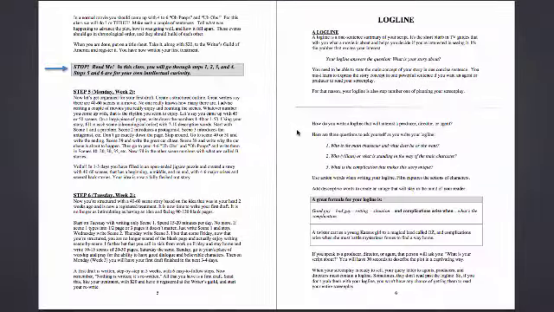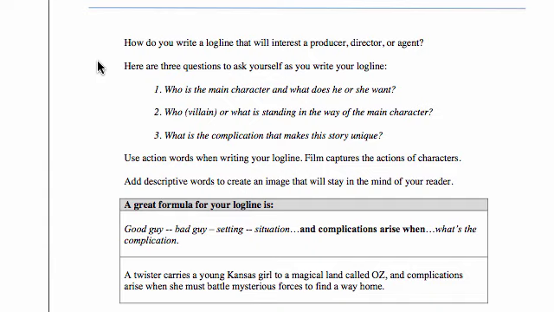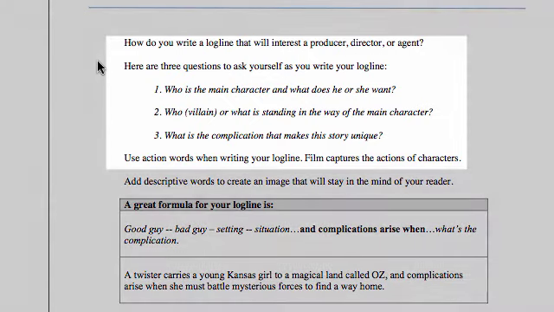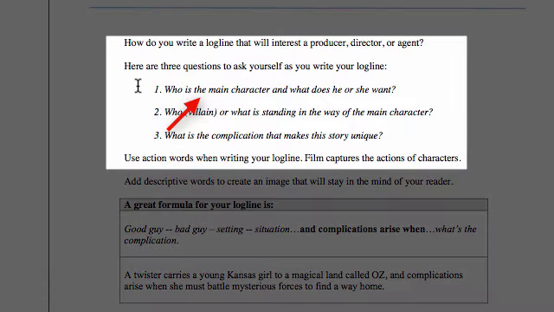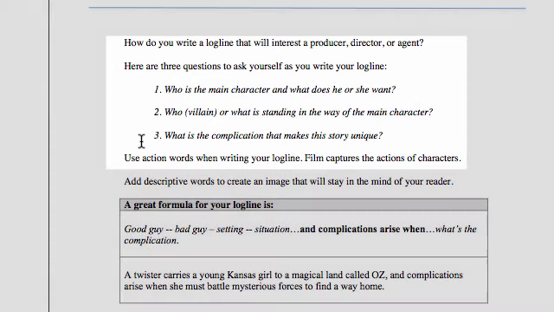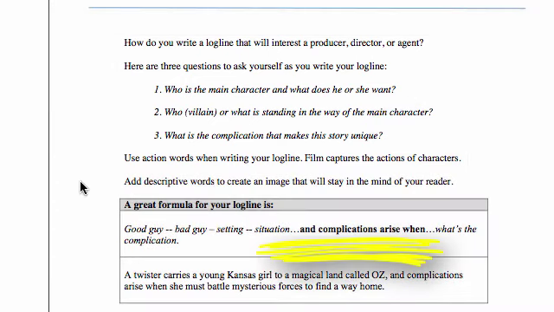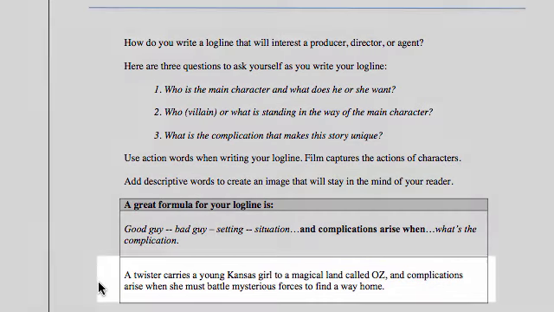Now, I do have a formula for writing your logline. Here are 3 questions to ask yourself once you're done with your treatment and you're ready to write your logline. First, who is the main character and what does he or she want? Second, who is the villain that's standing in the way of the main character? And third, what is the complication that makes this story unique? I usually like to put in the words, and complications arise. That way you get a sentence like this.